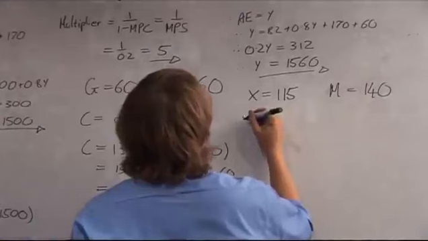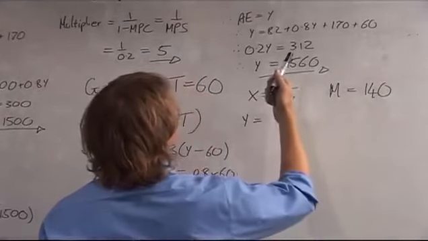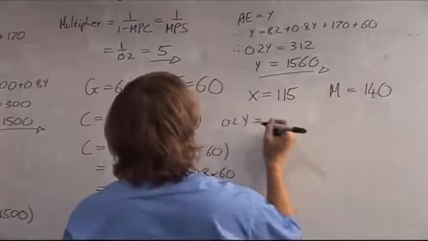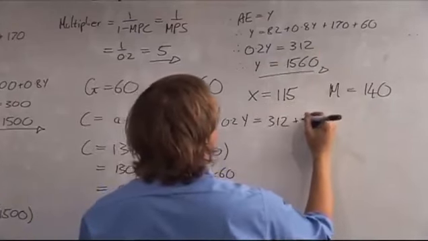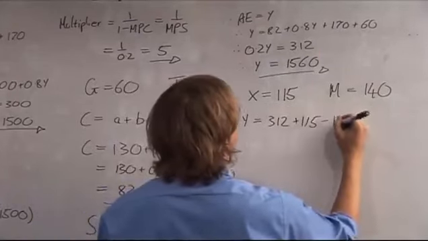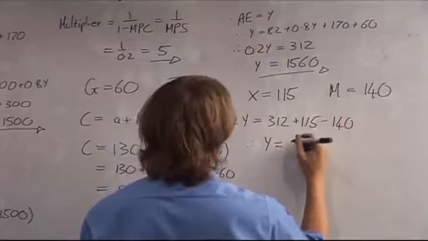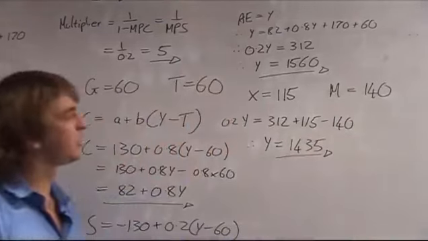So you do exactly the same thing. You may set a equal to y, and let's say you just make it equal to that. You can say 0.2y, I'm just using this equation here, is equal to 312 plus 115 minus 140. Therefore, y is equal to 1435. You can try and work that out for yourself.